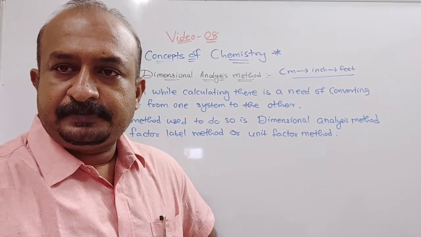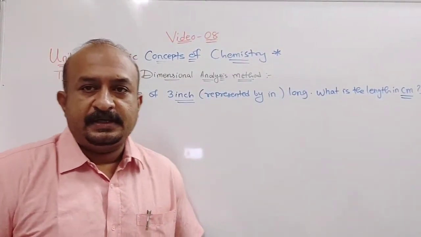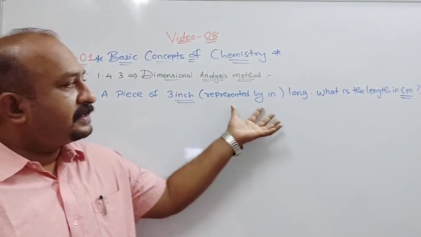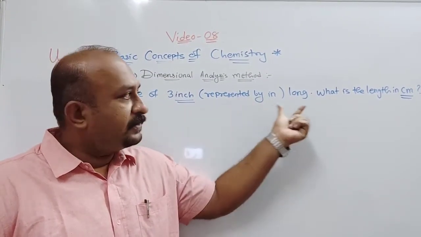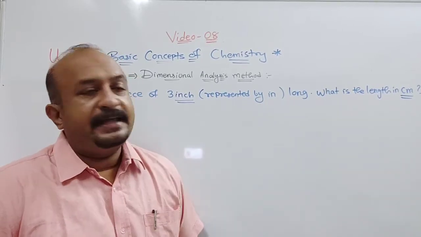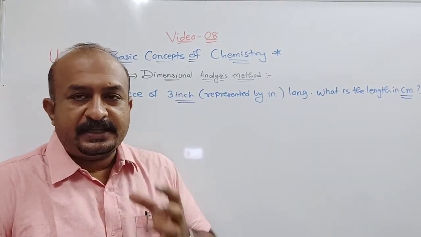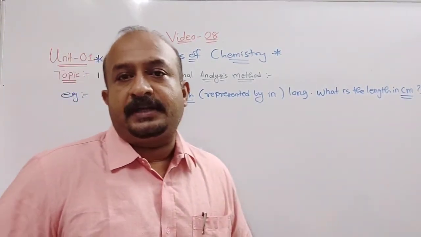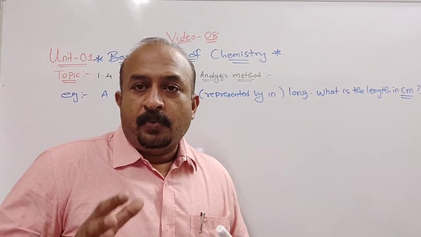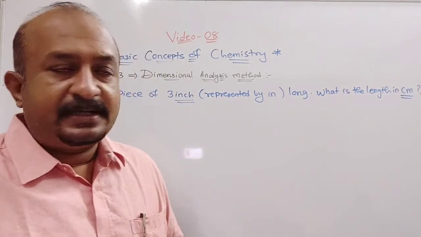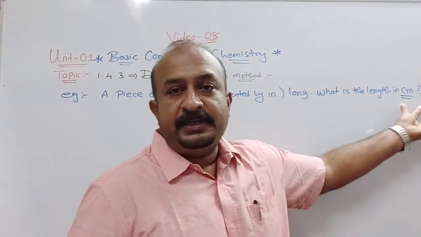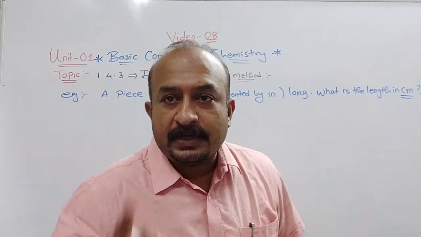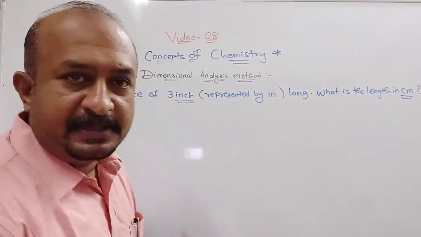Now you can see one example given in your textbook. A piece of 3 inch, represented by IN for inch, long. What is the length in centimeter? There is one technique in the dimensional analysis method, and it is very easy. Whatever unit you want the answer in, that is centimeter, will always be written in the numerator part. You can understand by this example.